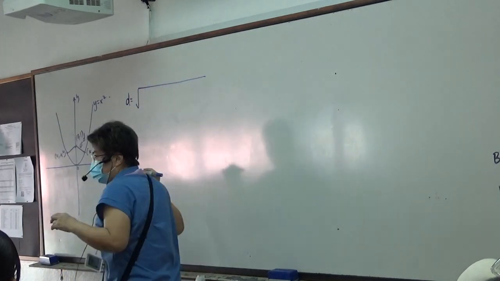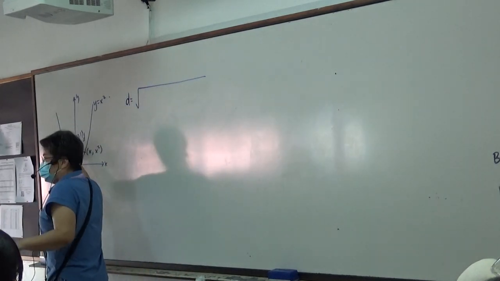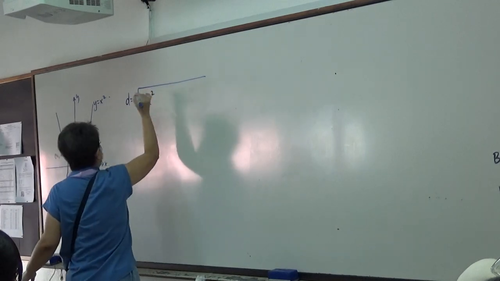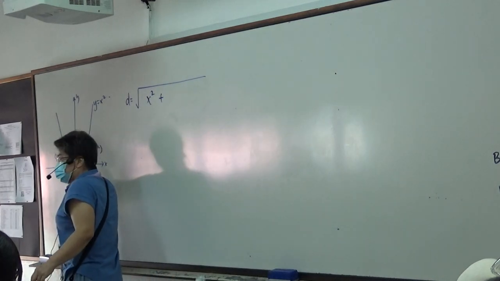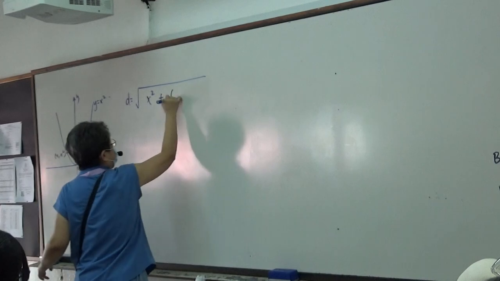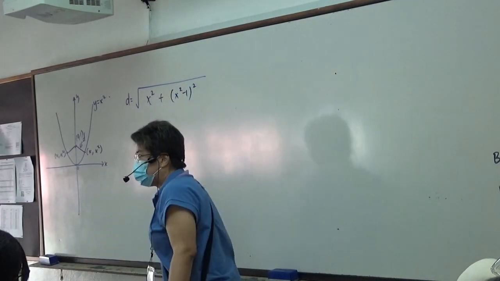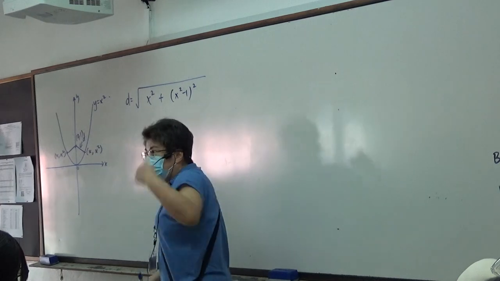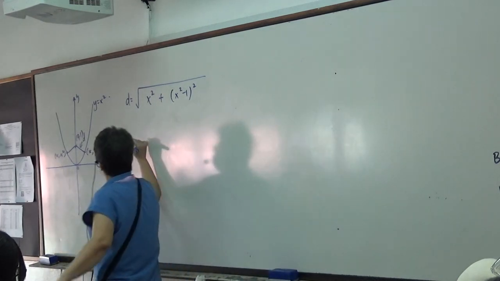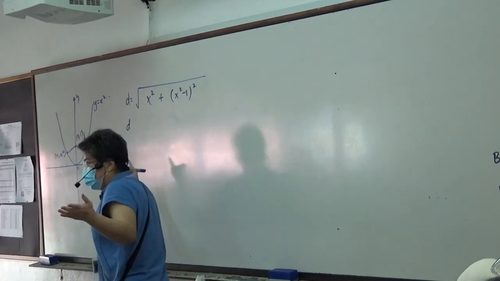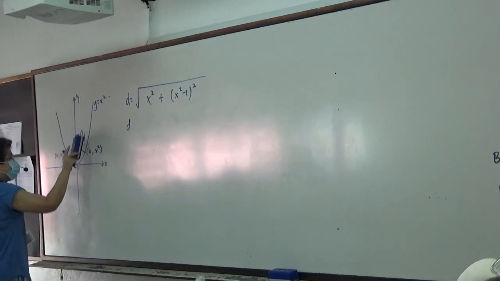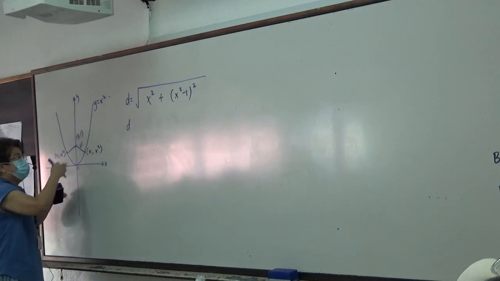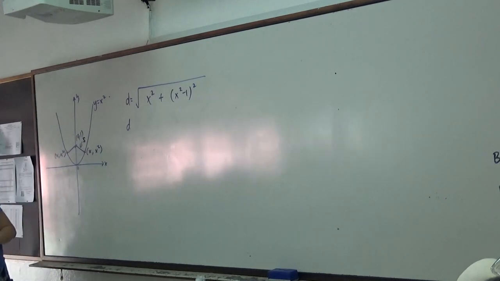Okay, let's take a look at d. If I apply the distance formula, it's x minus 0, squared, so I've got x squared, correct? Plus x squared minus 1, and then I square it. Now, don't copy this one, dd is very funny. So maybe I let the distance be s. Will that be okay? So let's say this is s.